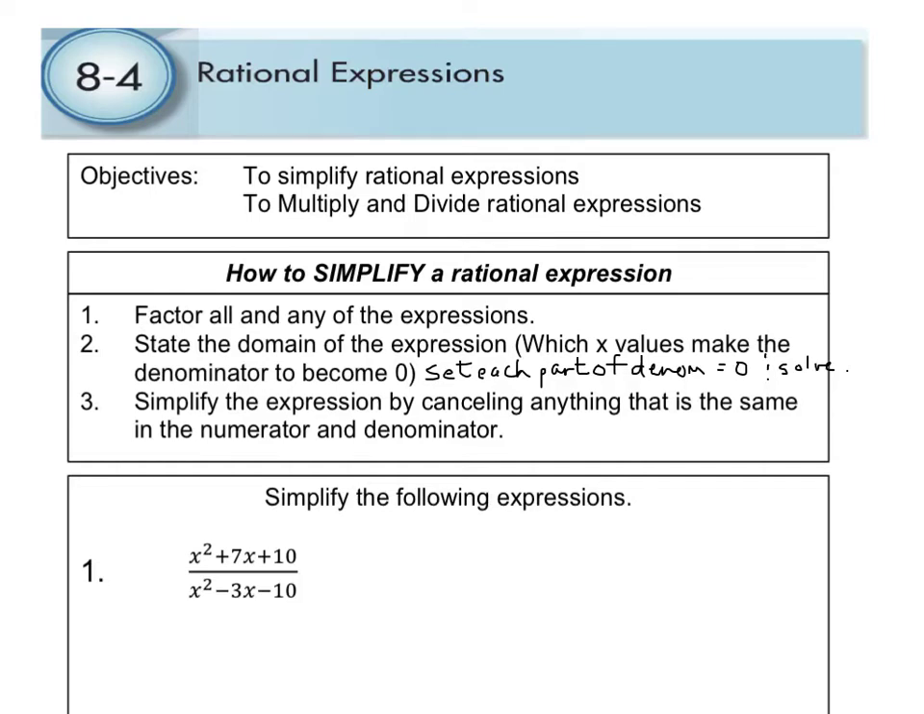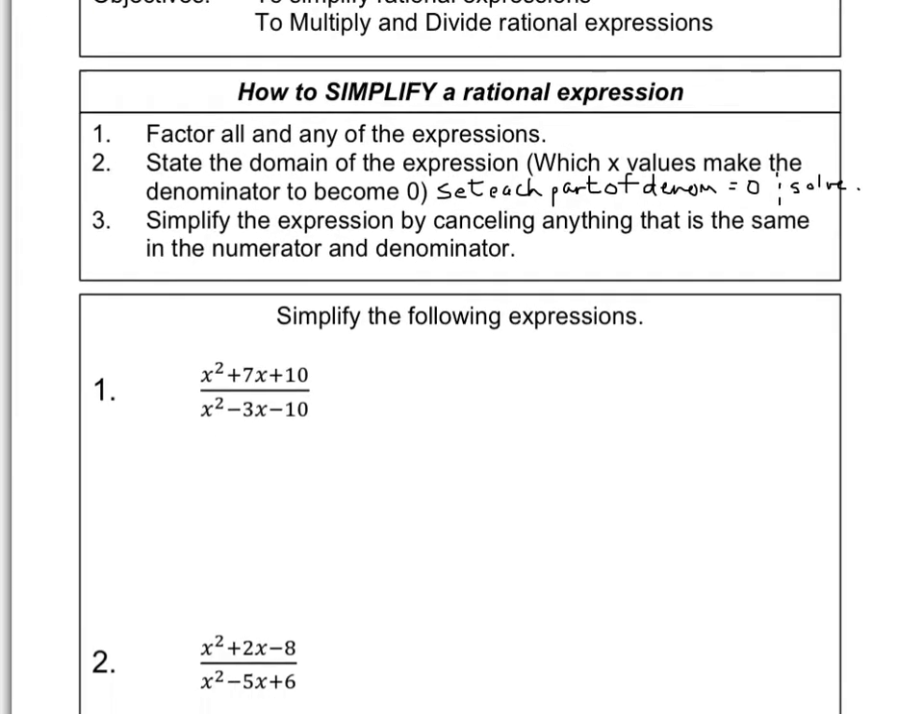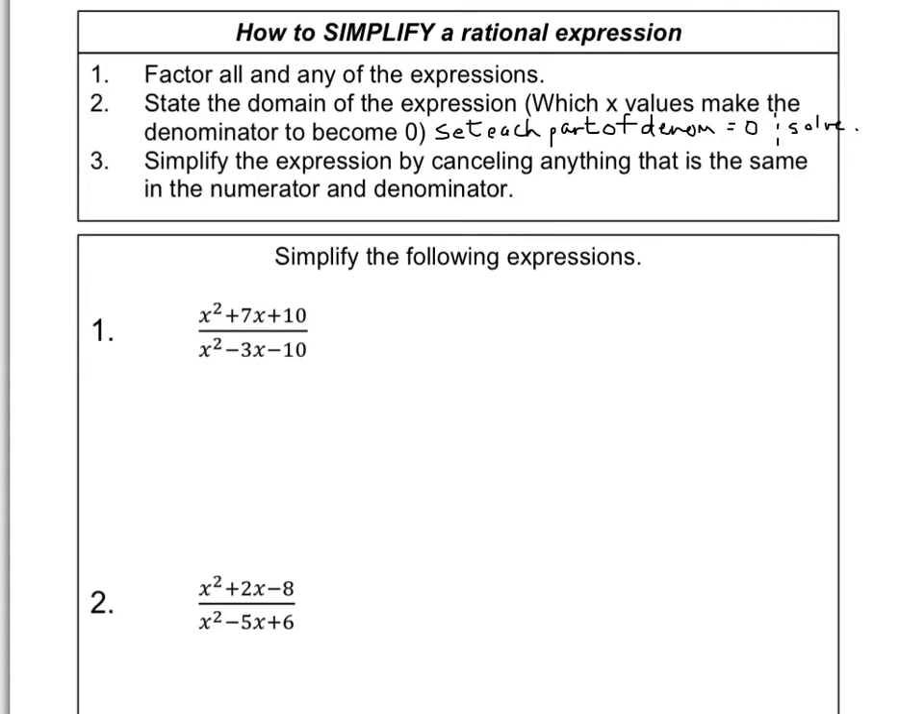And then finally, the third step is we're going to simplify the expression by canceling anything that's the same in the numerator and denominator, just like you would in any regular fraction. All right, so let's take a look at the first example. We talked about factoring, so the very first thing we're going to do is factor the top and the bottom.